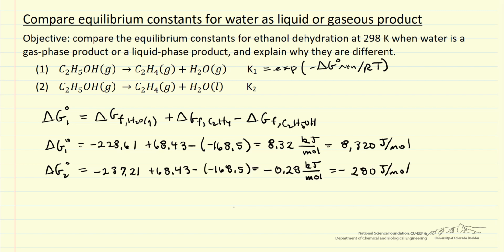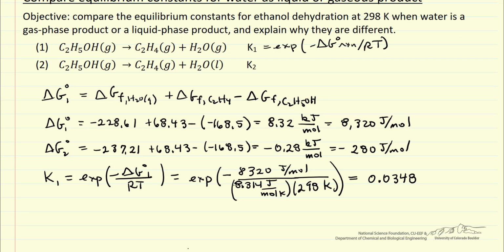Since the delta G's are different, when I calculate the equilibrium constants, they're also going to be different. The equilibrium constant is, of course, the exponential of minus delta G of the first reaction over RT. So I'll again pause and substitute the numbers in. So I've calculated the equilibrium constant for the first reaction, and do the same calculation for the second reaction using, of course, delta G for the second reaction.